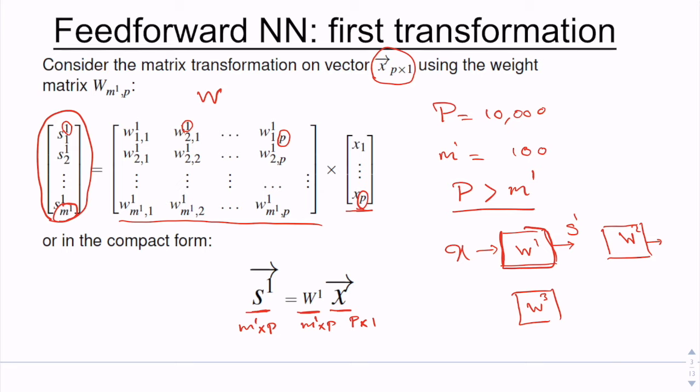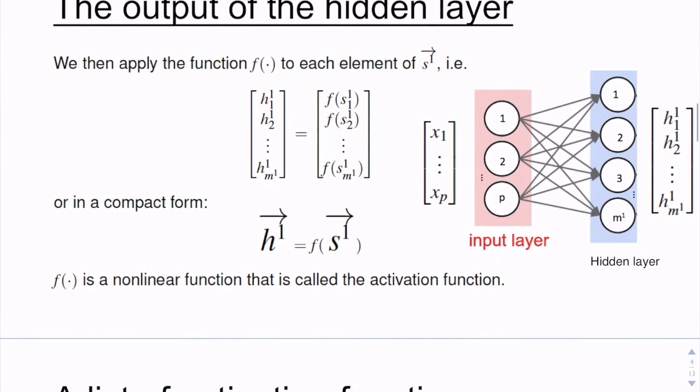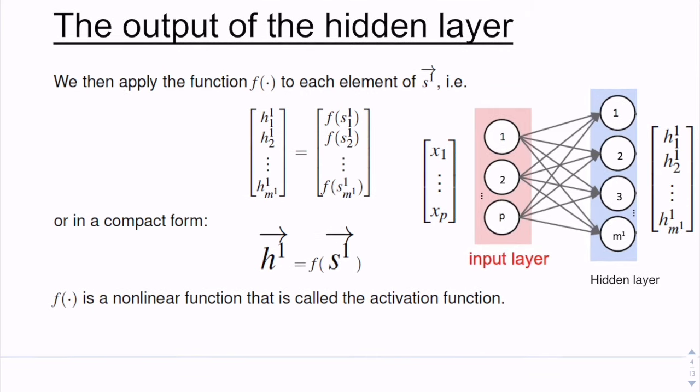After we compute this encoding and we have the vector S1, we apply a nonlinear function to each element of S, and this nonlinear function is called an activation function.